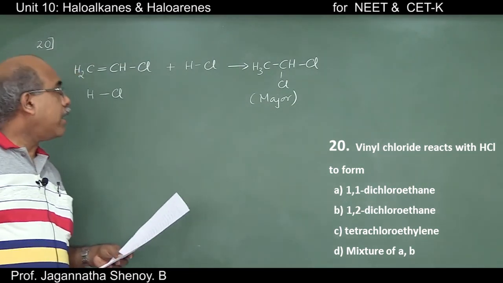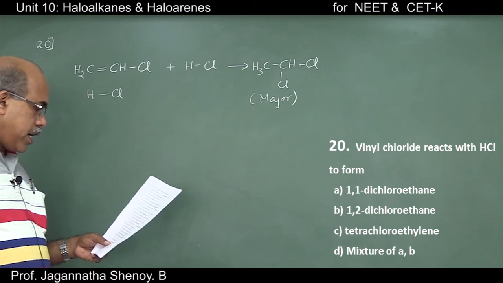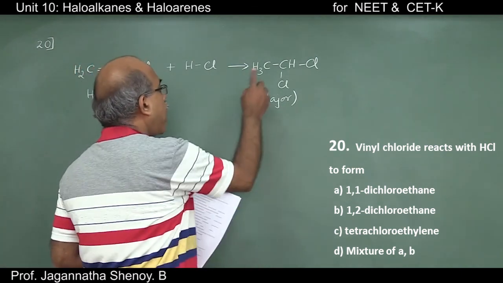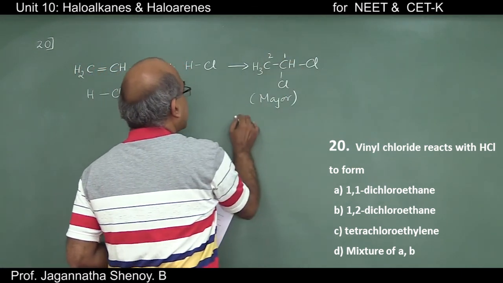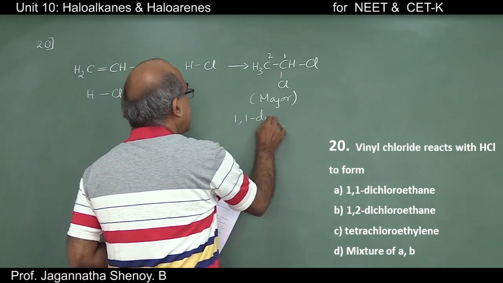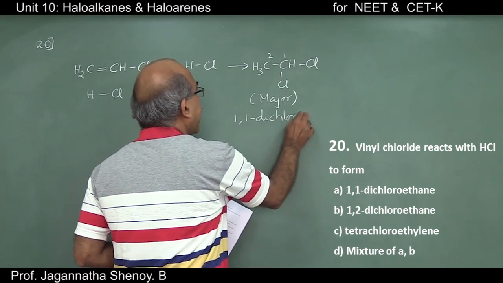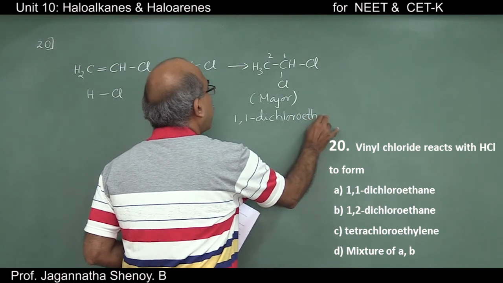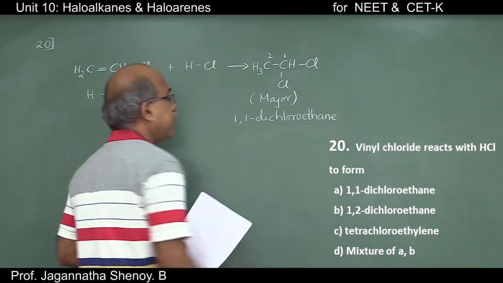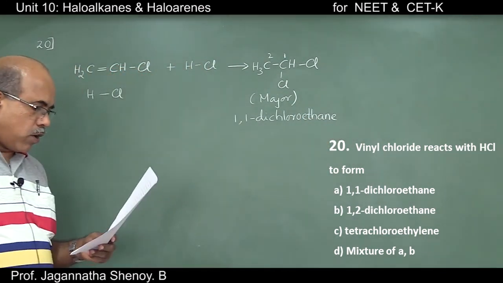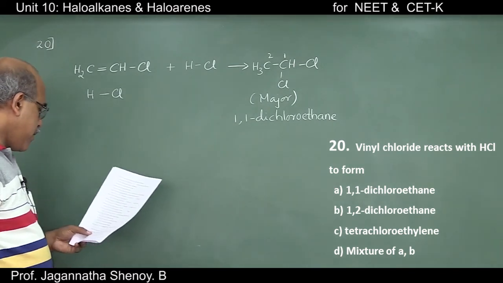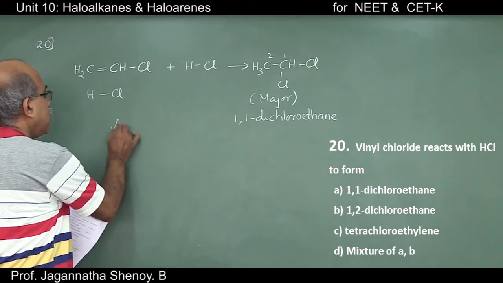So what should be the name of the compound? It has to be 1,1-dichloroethane. And hence, what should be the answer for this question? It has to be option A.